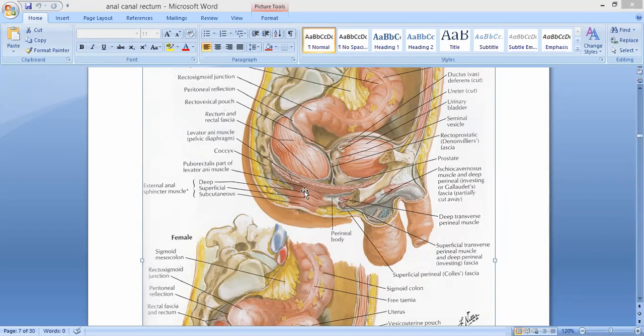So this anal canal is basically situated just below the pelvic diaphragm. So you can see this partition, the pelvic diaphragm. I have told you about the pelvic diaphragm. What was the pelvic diaphragm? It is a partition which is going to separate the pelvic cavity from the perineum below.